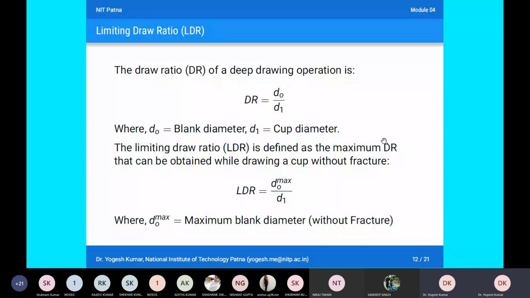This is the maximum DR. So how can this be calculated? It is the maximum blank diameter which can be converted into a cup without any failure. D0 max is your maximum blank diameter which can be converted into a cup without any fracture or defect in your final product.